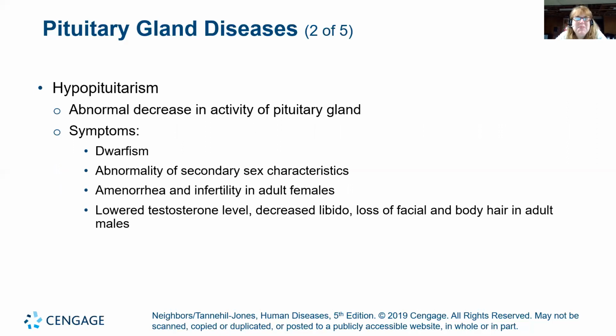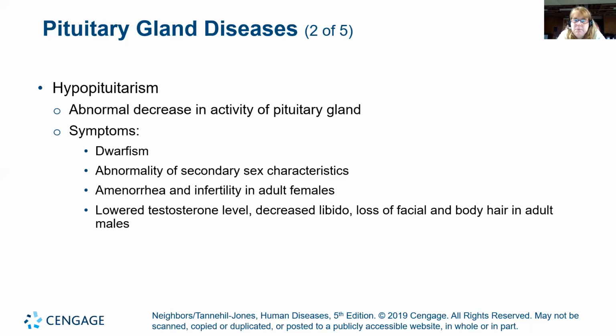Hypopituitarism, sorry. This is an abnormal decrease in the activity of the pituitary gland. The symptoms: dwarfism. Dwarfism can happen in a couple of different ways. It can be genetically passed, but it can also occur when the pituitary is not working enough. It can cause abnormalities in the secondary sex characteristics.